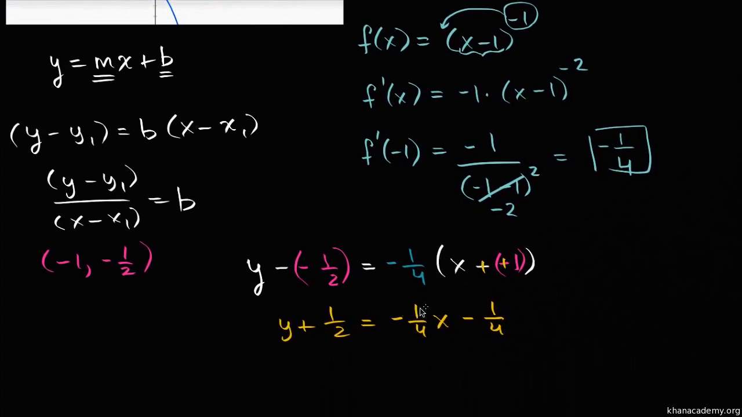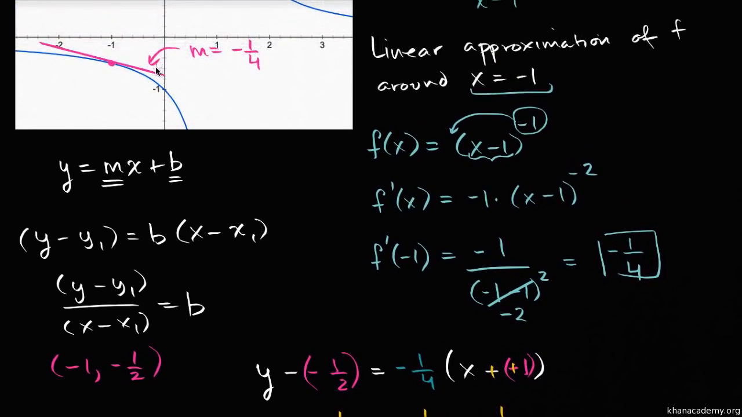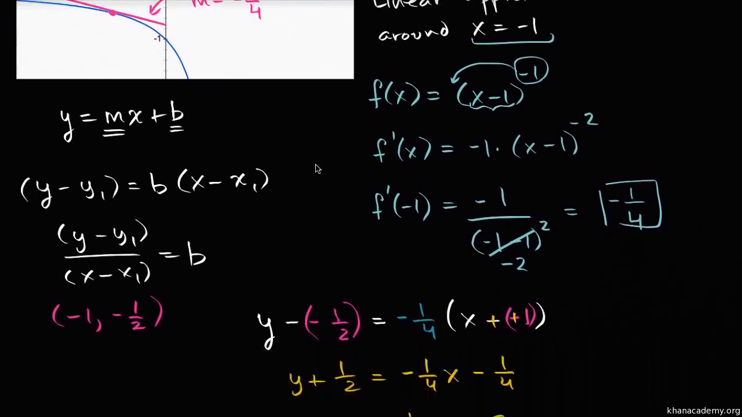And then I can subtract 1/2 from both sides. So I'm going to get y is equal to negative 1/4 x, and then if I already am subtracting 1/4 and I subtract another half, that's going to be negative 3/4. So negative 3/4. And that's actually pretty close to what I drew up here. This should be intersecting the y-axis at negative 3/4. So there you have it.